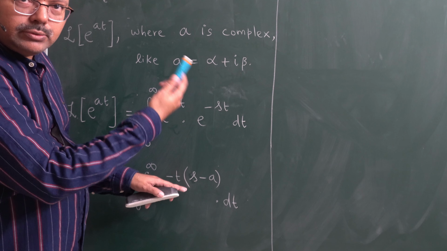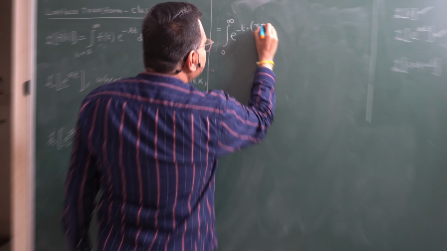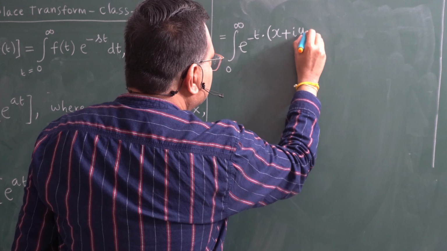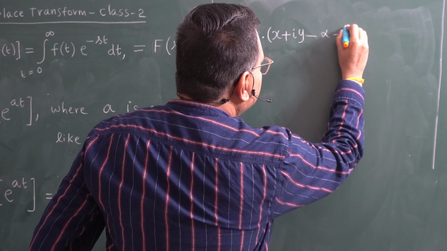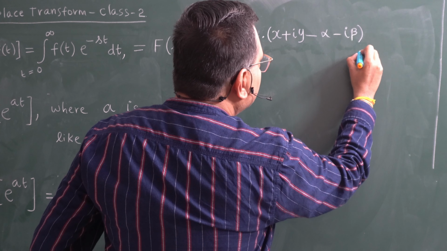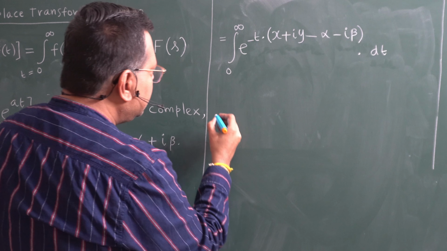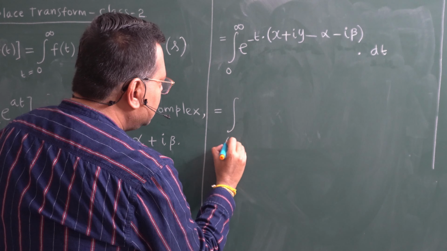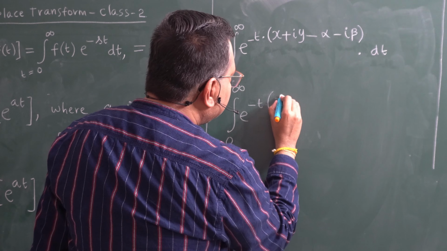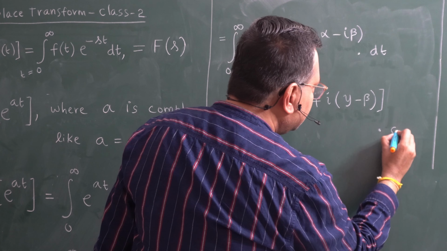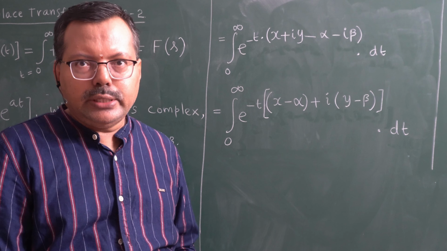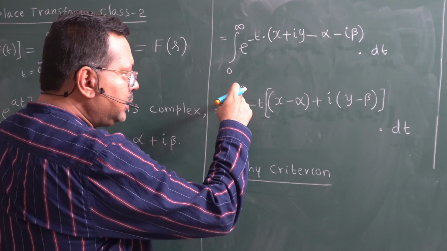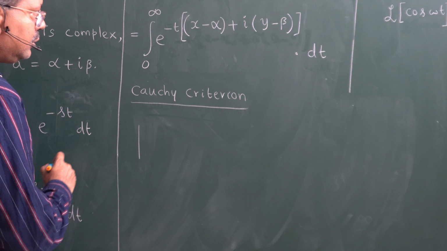So therefore let us write down explicitly s is x plus iy, and a is alpha plus i beta. Like this you can write, which is nothing but this is x minus alpha, y minus beta, multiplied by dt. We will do the integration only after the Cauchy criterion. The Cauchy criterion is the absolute value of the quantity under the integral. That means let me write down this absolute value.